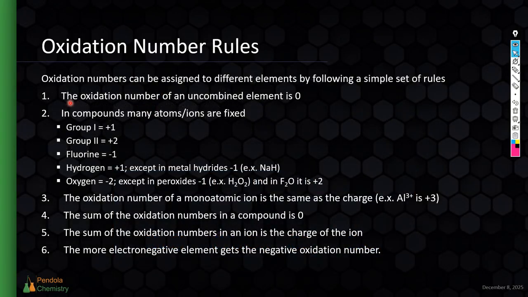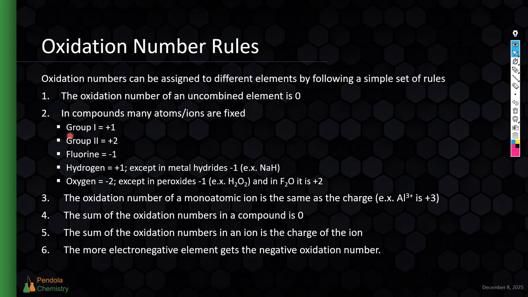That's the first rule. And that's going to supersede any other rule. So if you see anything else here that contradicts rule number 1, rule 1 will always take precedence if it's applicable. Number 2, in compounds, many atoms or ions are fixed, meaning that if they're not in an element by themselves, an uncombined element, there are certain elements that have a fixed oxidation number.